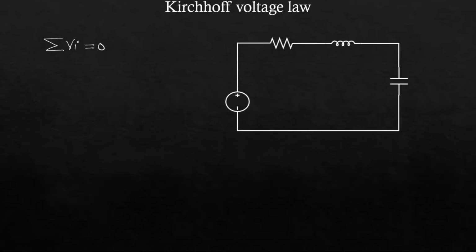The other law is the Kirchhoff voltage law. It says in a closed loop, the sum of voltages should be 0. I will show you how. Let's see a circuit here.